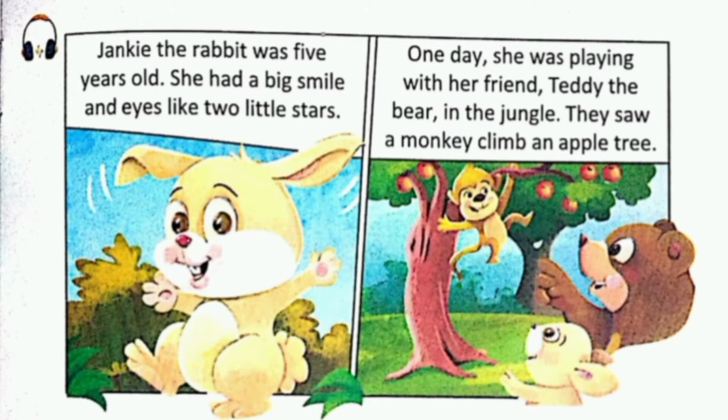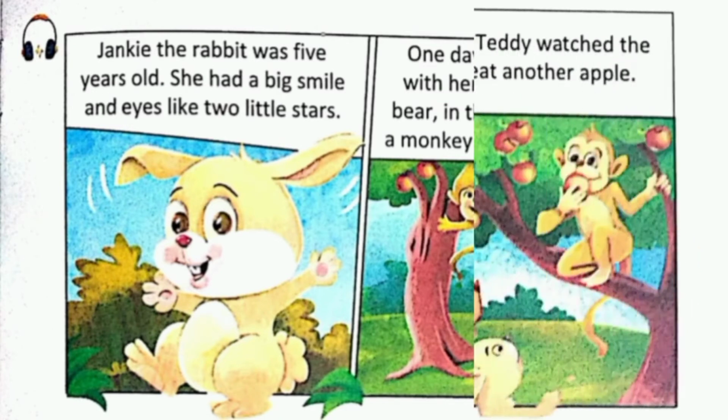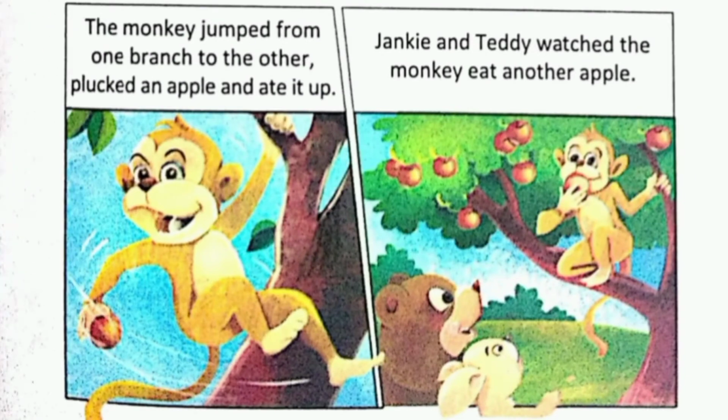Now, one day she was playing with her friend, Teddy the bear, in the jungle. They saw a monkey climb up an apple tree. So kids, what was the name of Janki's friend? The name of Janki's friend was Teddy, and Teddy was a bear. Okay, and both of them were playing where? They were playing in a jungle, and in that jungle, while playing, they saw one monkey who was climbing one apple tree. Now let's see what happens next.